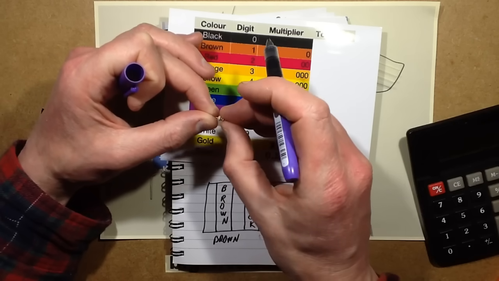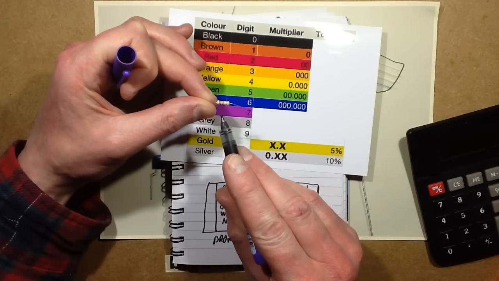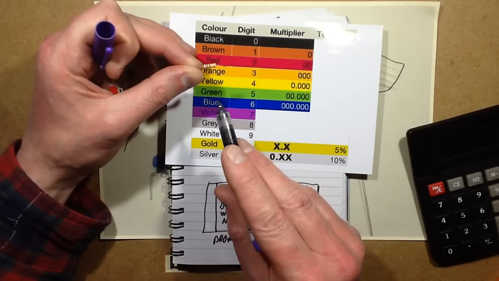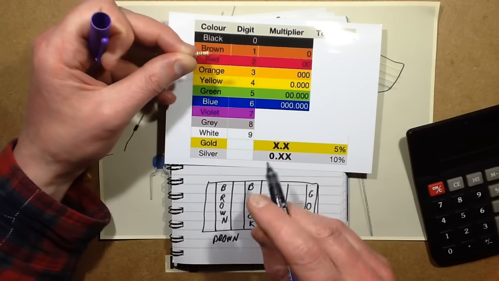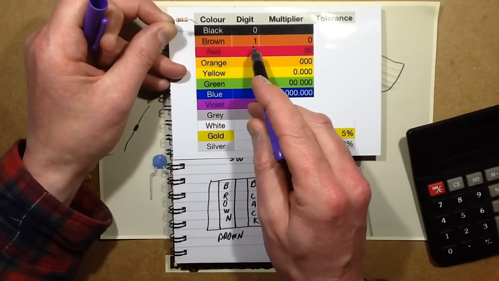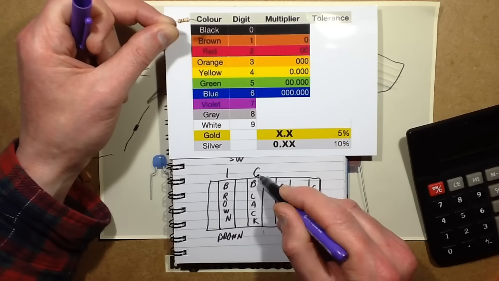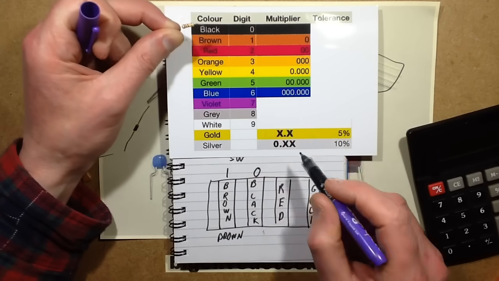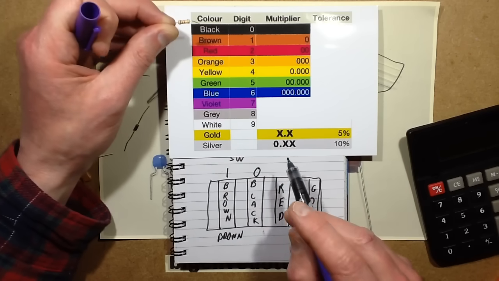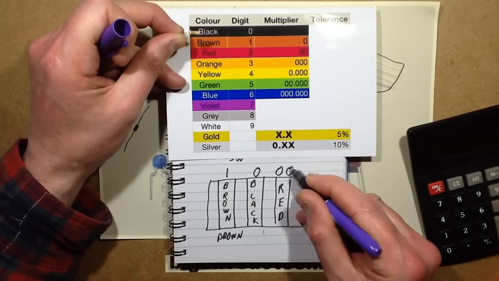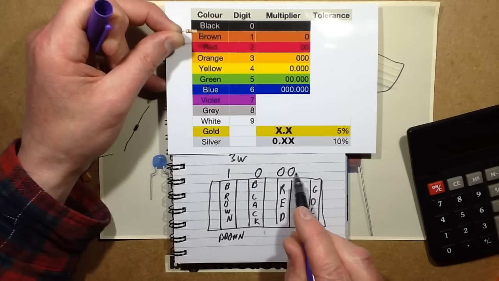The colour code itself is worked out like this. The first band is the first number. So in the case of brown, it means 1. So that's 1. The black means 0. And the red means 2. But the third code is actually the multiplier. So in the case of the red one, it means there's 2 zeros. 2 zeros equals 1000 ohms.